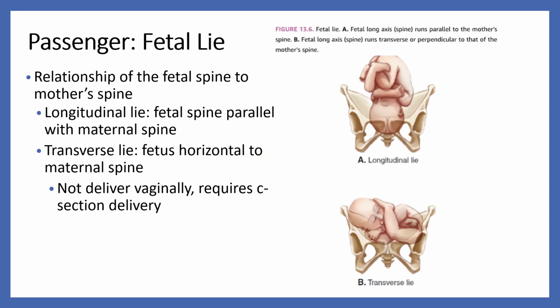Fetal lie refers to the relationship of the fetal spine to the mother's spine. So you can have a longitudinal lie, which means the fetal spine is parallel with the maternal spine. This is what we would like. Transverse lie, the fetus is horizontal to the maternal spine. This is a mandatory C-section delivery. We do not want this mom going into labor.